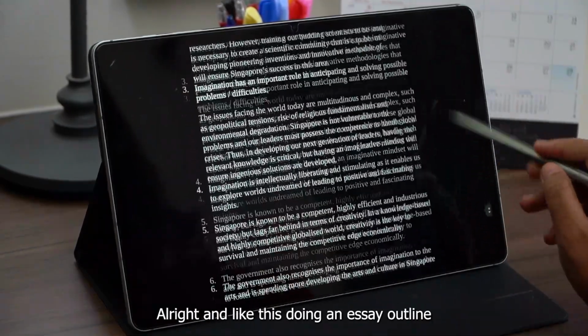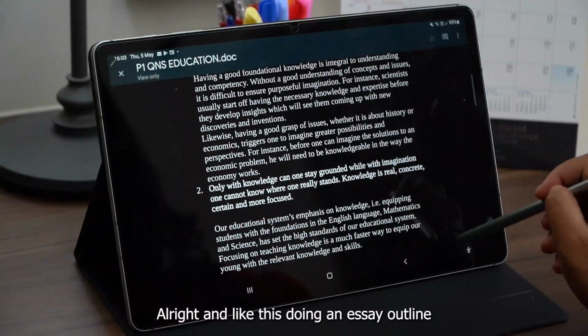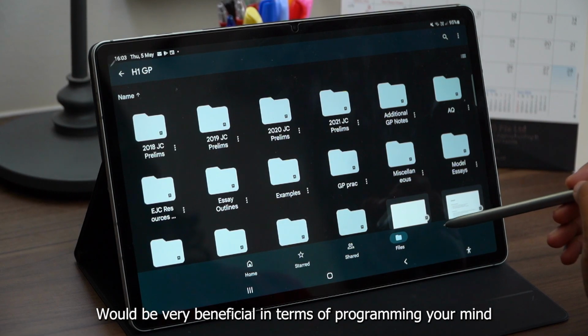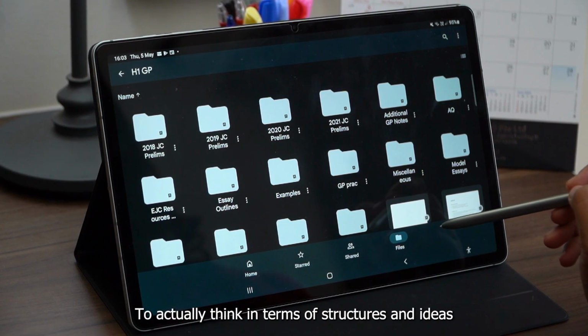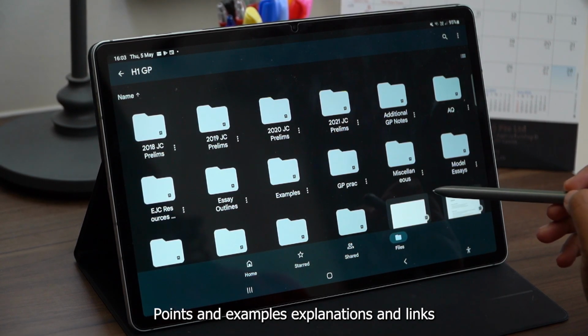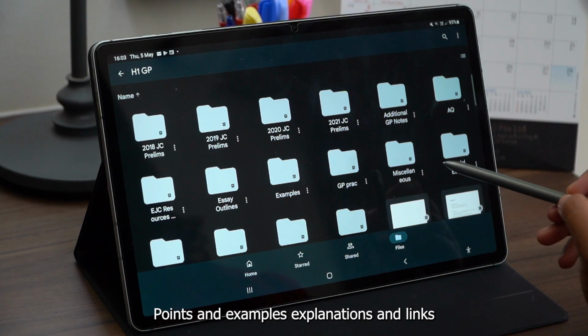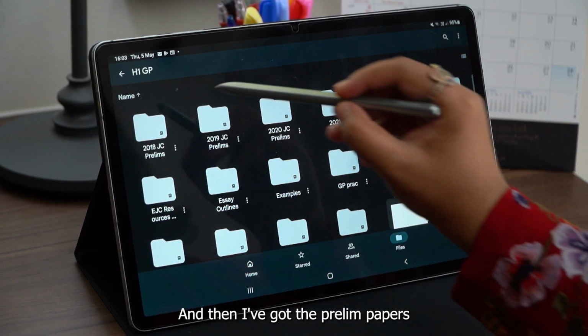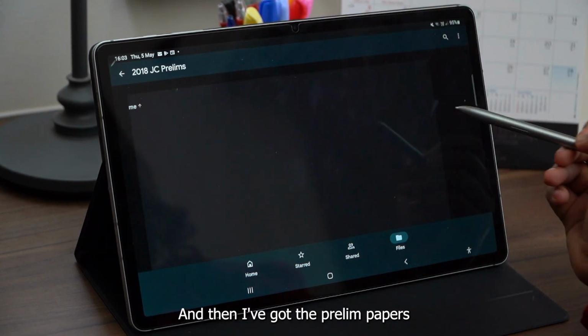All right, and like this, doing an essay outline would be very beneficial in terms of programming your mind to actually think in terms of structures and ideas, points and examples, explanations and links, interlinkages between your different ideas, different concepts.